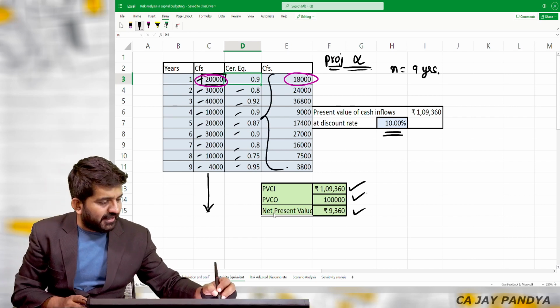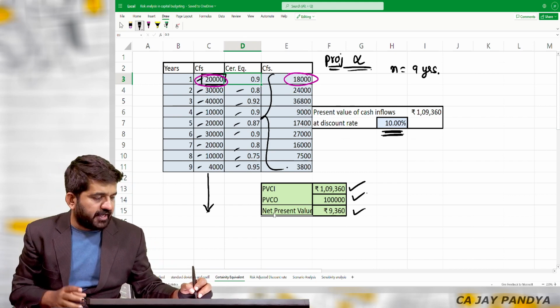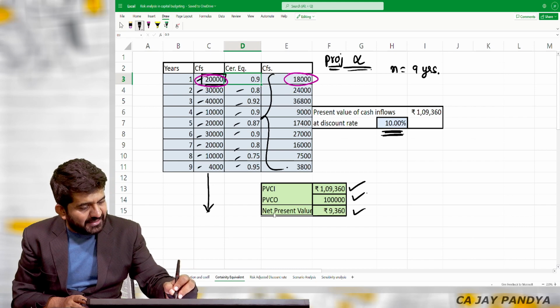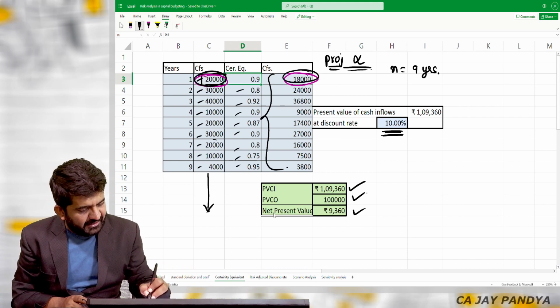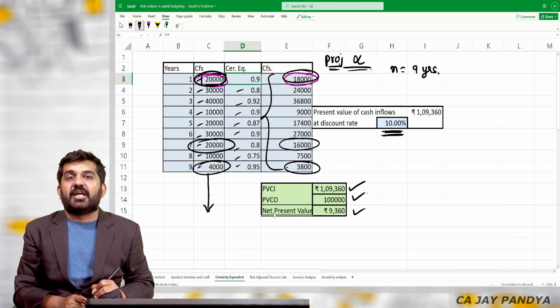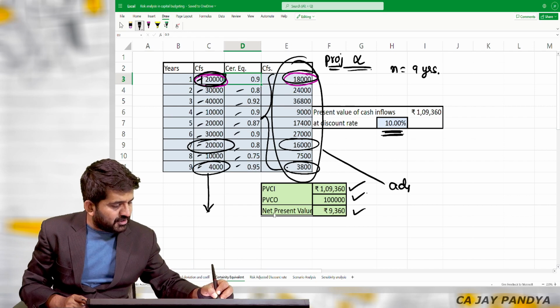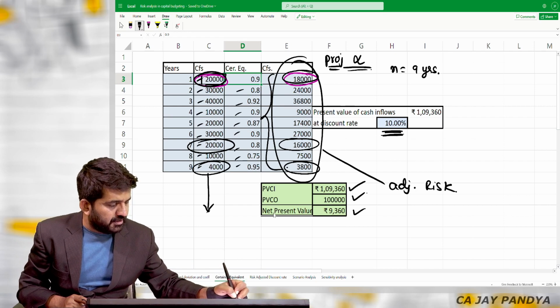We will be taking only our cost of capital. Now we will not be adjusting risk in the discount rate. We have adjusted, see, instead of 20, we are taking 18. Instead of this 20, we are taking 16. Instead of 4,000, we are taking 3,800. We have adjusted risk in the figures.